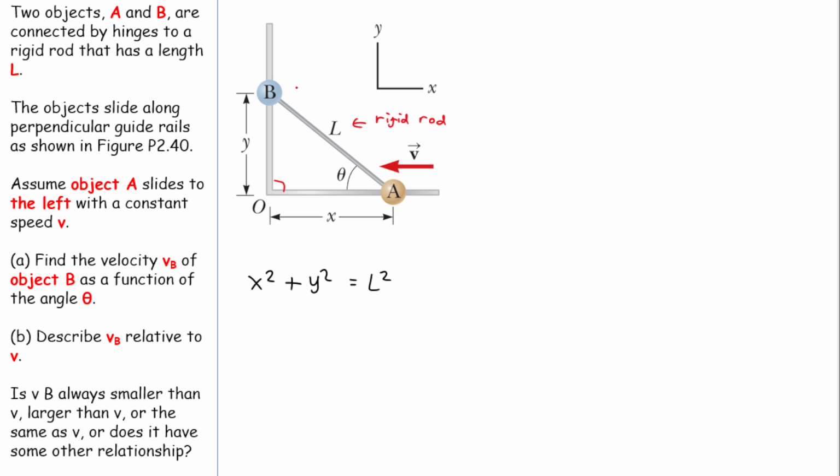It is rigid. So if this moves to the left as described by this v, then this B here will move up. So that speed here is our Vb, right? But then remember that v and Vb here are the change of this length over time. And so we need to differentiate this with respect to time.